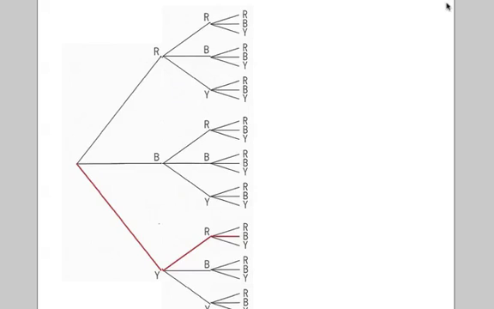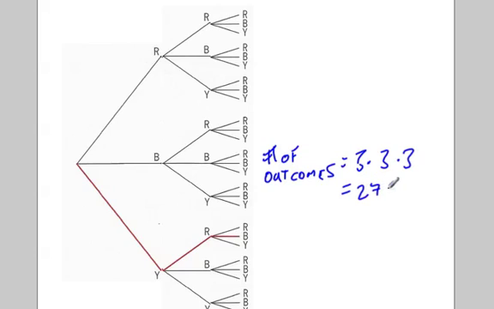of 27, or the other way we could have done this is by looking at, there were 3 outcomes, so the number of outcomes would be 3 times 3, so there are 3 outcomes on the first selection, 3 outcomes on the second, and 3 outcomes on the third. So that's a total of 27 possible outcomes, and you can see them all here.